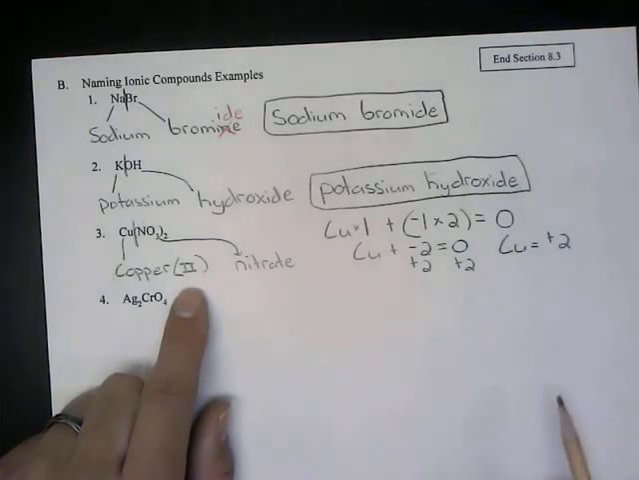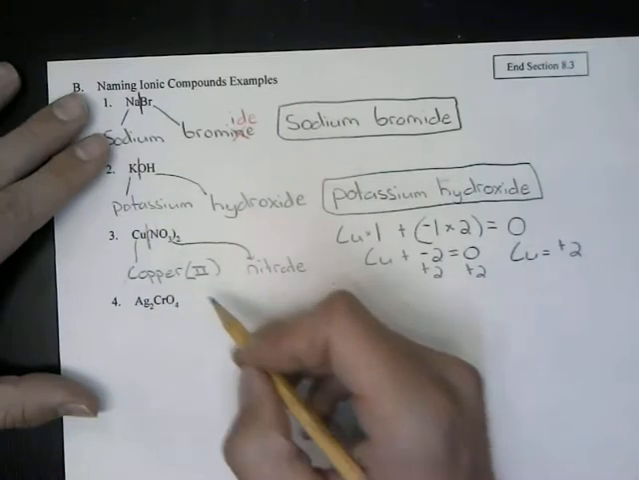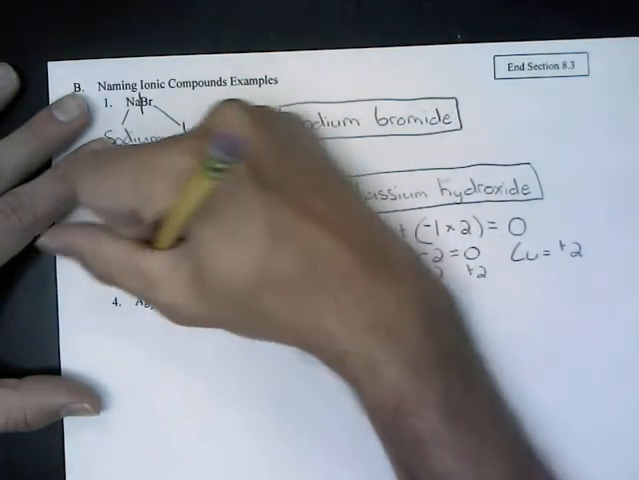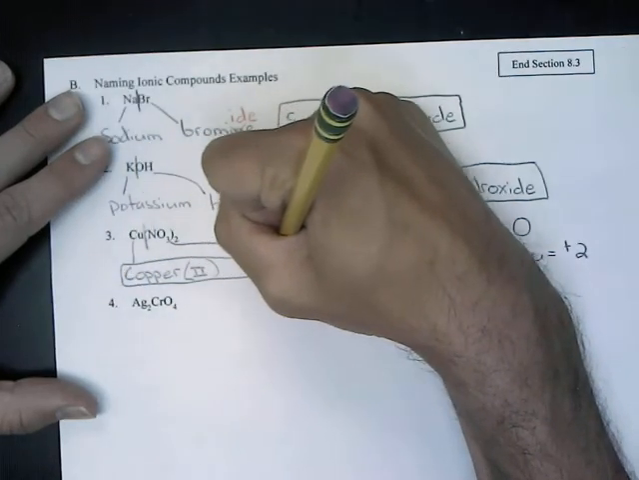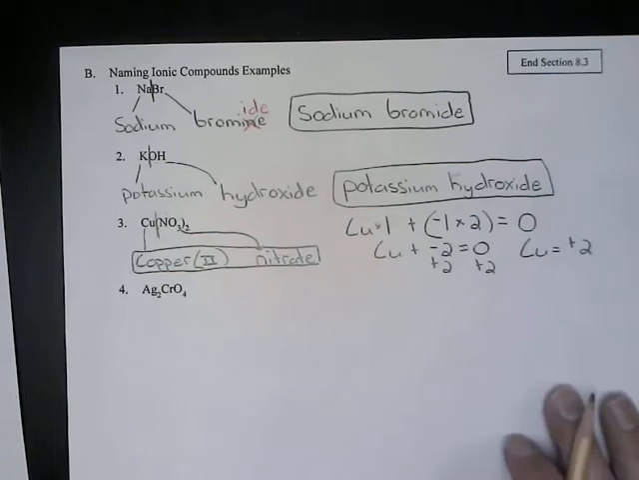So we went through all that business to identify the correct formula here. Now, Cu(NO3)2 would have the name copper(II) nitrate. Okay? So that would be our name here.